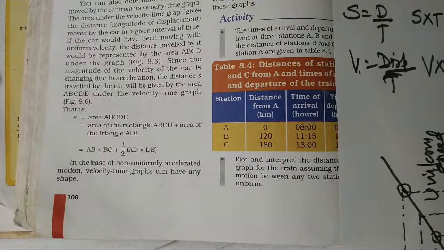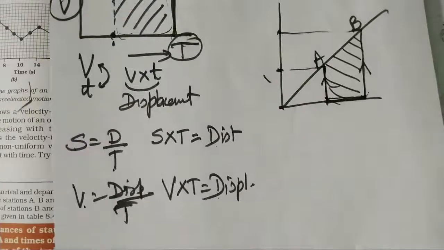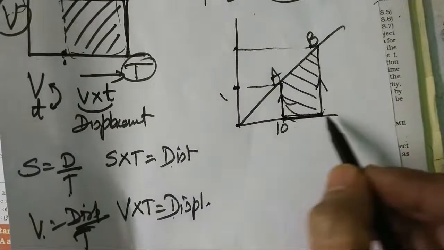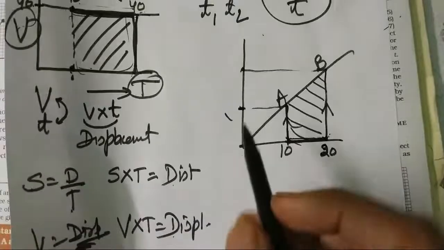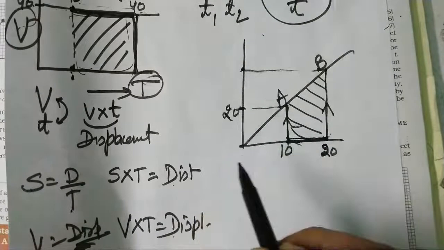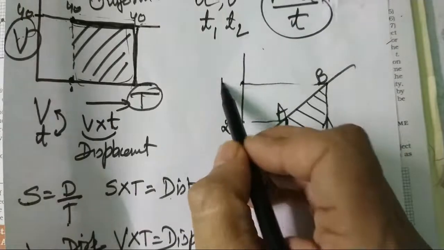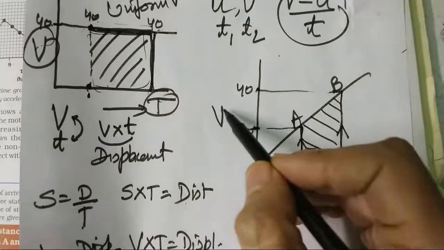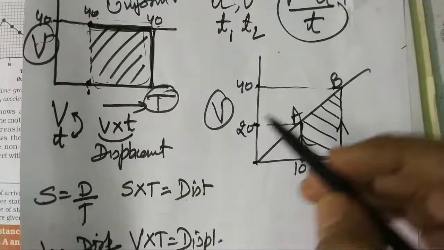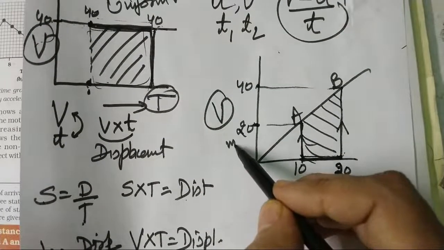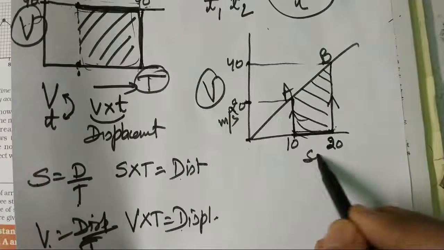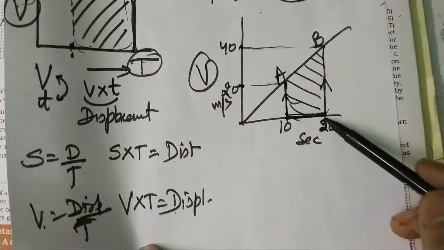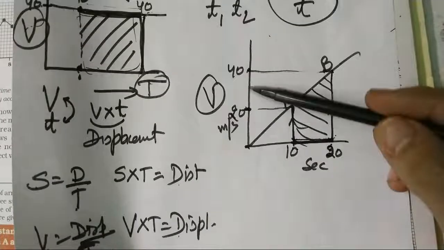trapezium, which is equal to half into the sum of parallel sides. According to the book, let's say it is given here 10, and here it is written 20 for velocity and here 40. So if I calculate, this is velocity, this is 20, and since it is velocity it will be meter per second, and here it will be seconds. So I will do 40 and 20, 20 and 10. This is the time and this is the velocity.